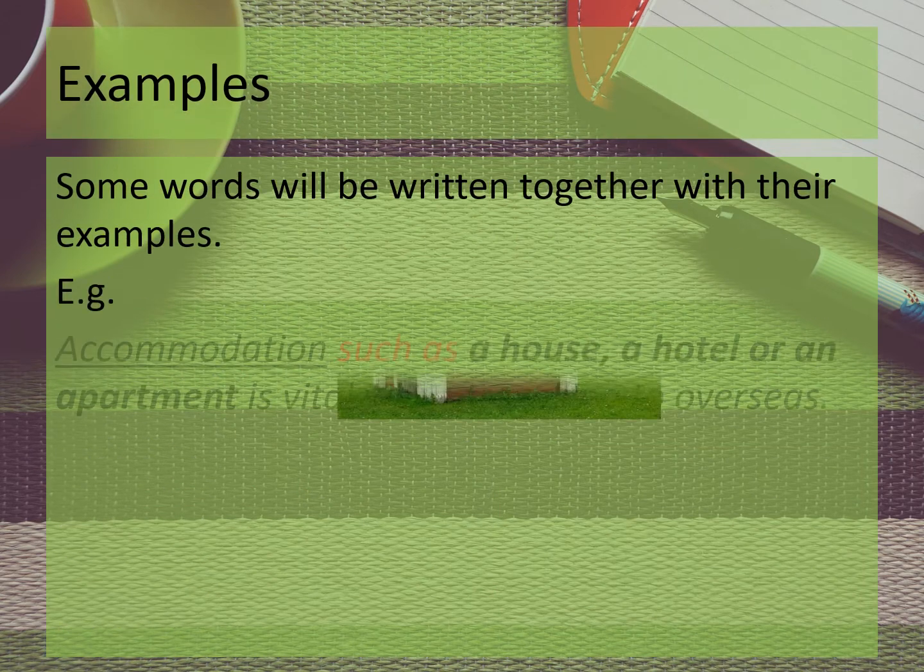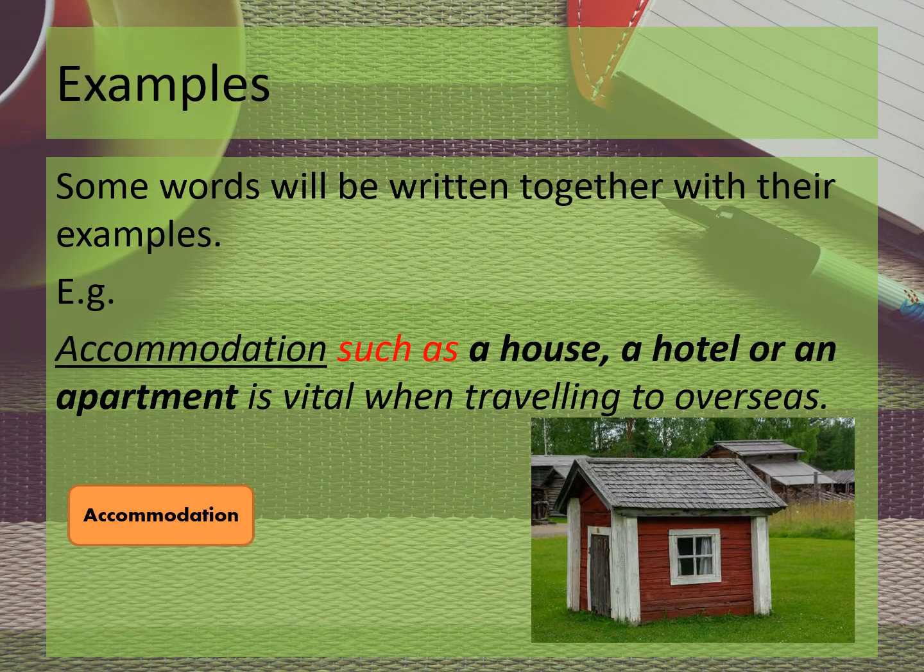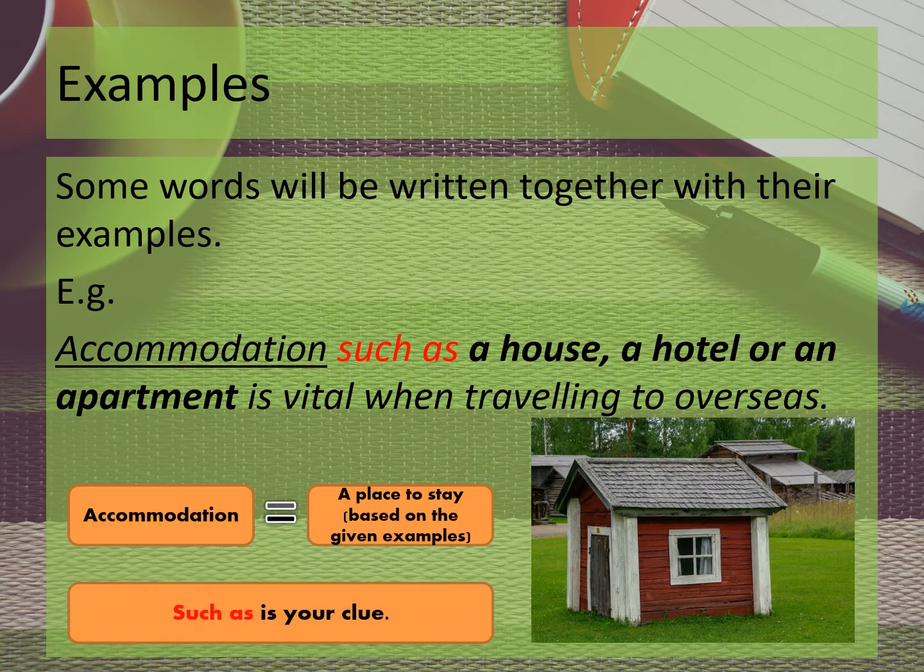We can also look at the examples in order for us to guess the meaning of certain words. For example, accommodation such as a house, a hotel, or an apartment is vital when traveling overseas. So you have examples given to you like a house, a hotel, or an apartment. Those are examples of accommodation. So in your mind, you should already know accommodation means a place to stay based on the given examples.